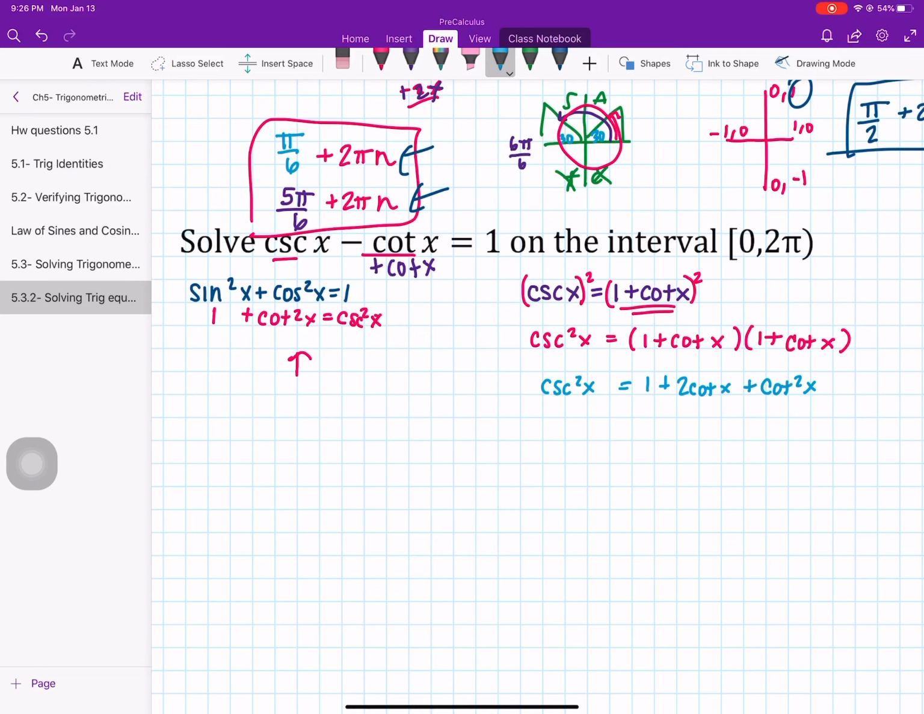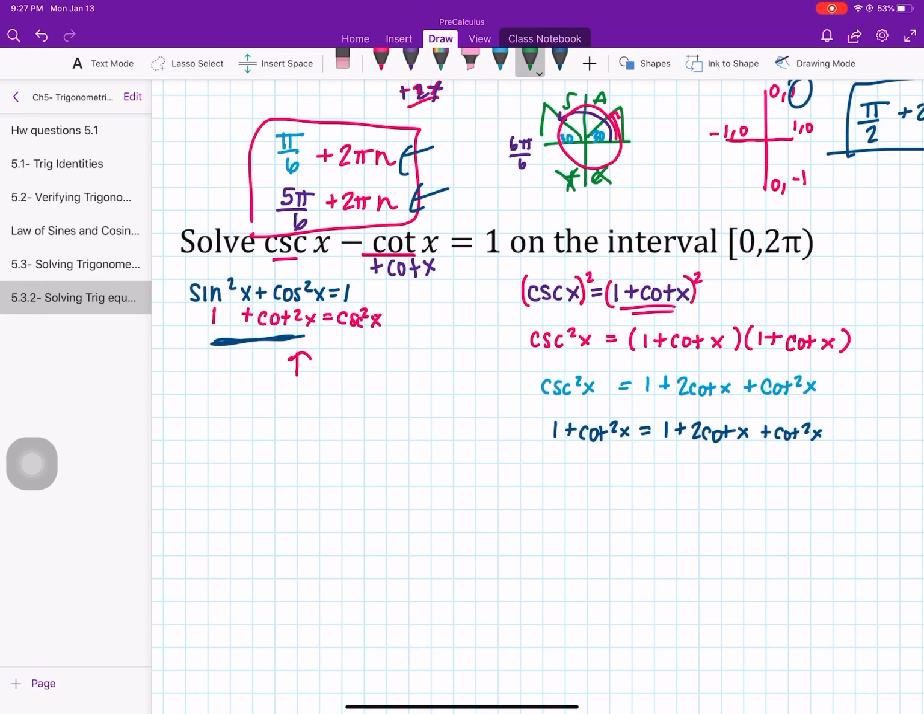Now the magic that happens here is now I can actually get all cotangents. So if I replace cosecant squared with its corresponding Pythagorean identity, 1 plus cotangent squared x equals 1 plus 2 cotangent of x plus cotangent squared of x. So, looking at it, now I'm actually almost finished. I have all cotangents, so now I can work on isolating the cotangents.